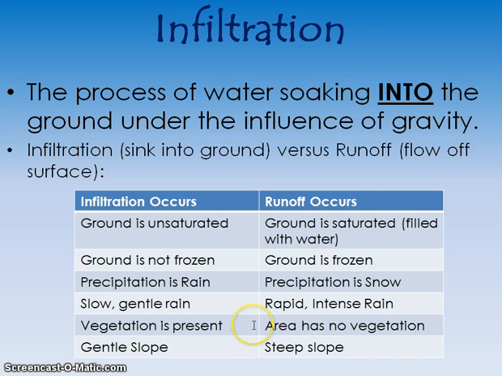If vegetation's present, we can see infiltration occurring. An area with no vegetation is going to have more runoff. And then the steeper the slope, water doesn't have time to seep into the ground, so it's going to flow right off. Gentle slopes will have more infiltration.